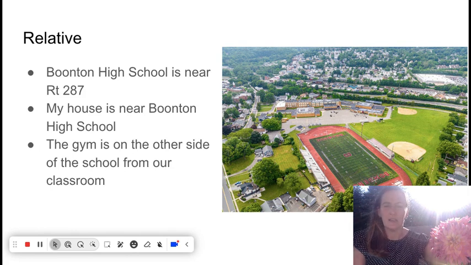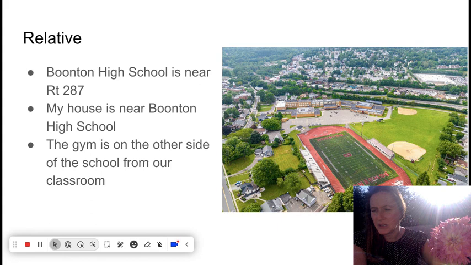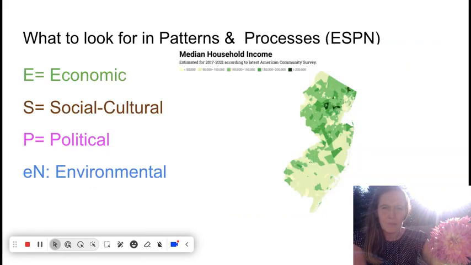Now, sure, I could ride, like, what does that mean? I could ride my bike there. I can walk there. It's a short drive there, right? Near is sort of a vague word. It's not saying my house is 2.8 miles from Boonton High School. If someone asks where the gym is, and I say it's on the other side of the school from our classroom, that doesn't mean you're going to know exactly where it is or how to get there. You just have an idea of it being on the other side.